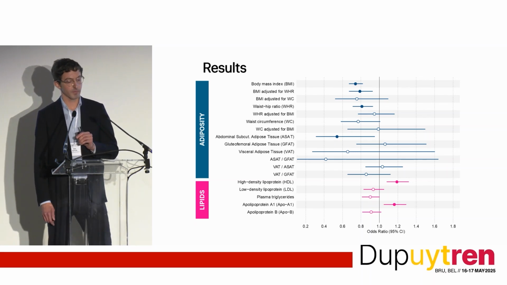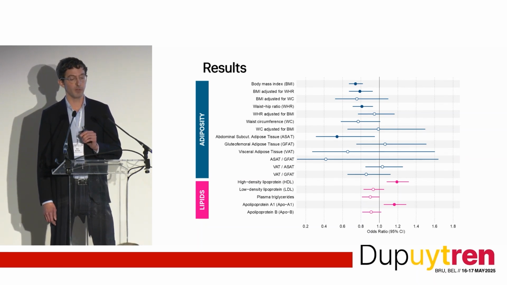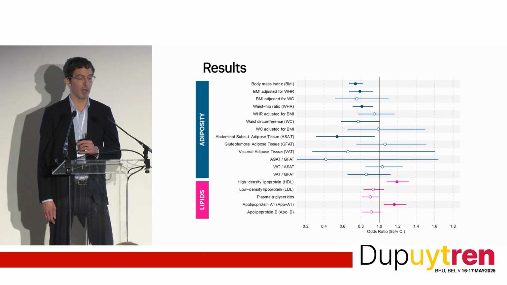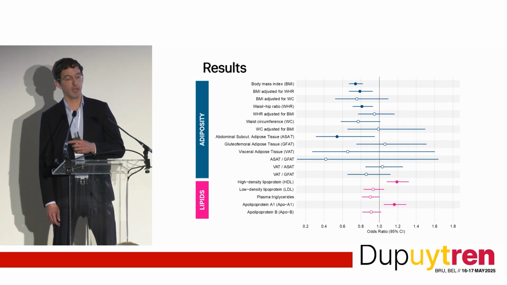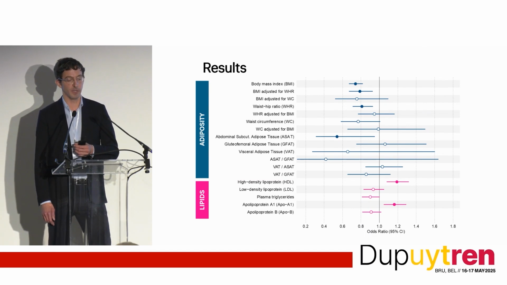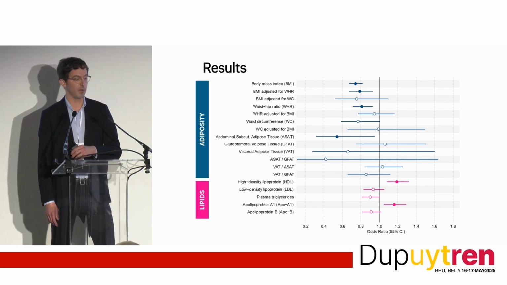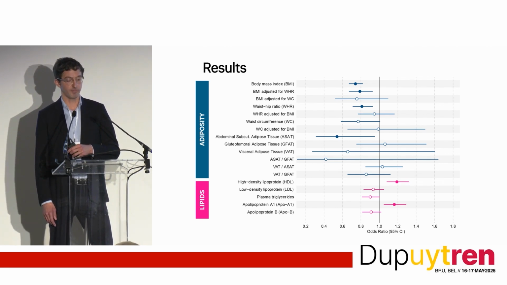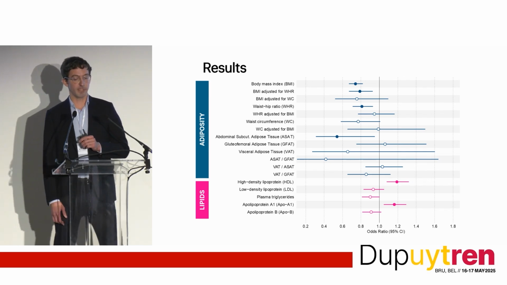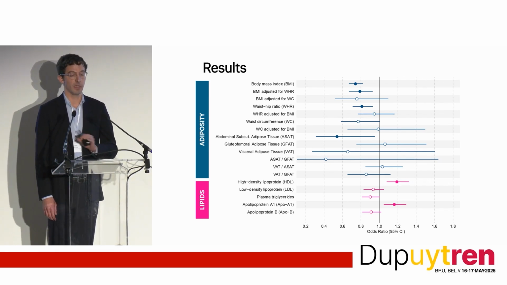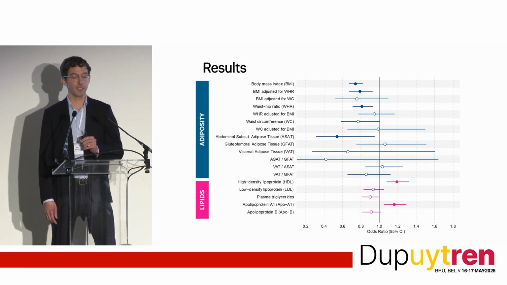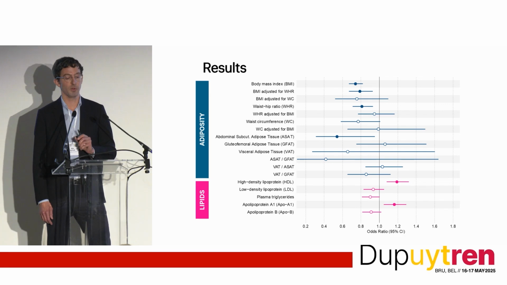Looking at lipids, a one standard deviation rise in HDL increases risk by around 20%. And this is mirrored in apolipoprotein A1, which is the key constituent protein in HDL. Conversely, LDL, triglycerides, and apolipoprotein B do not show any impact. Raw waist circumference tends to be protective. However, waist circumference adjusted for BMI shows no impact. This suggests that waist circumference only matters insofar as it tracks overall adiposity.